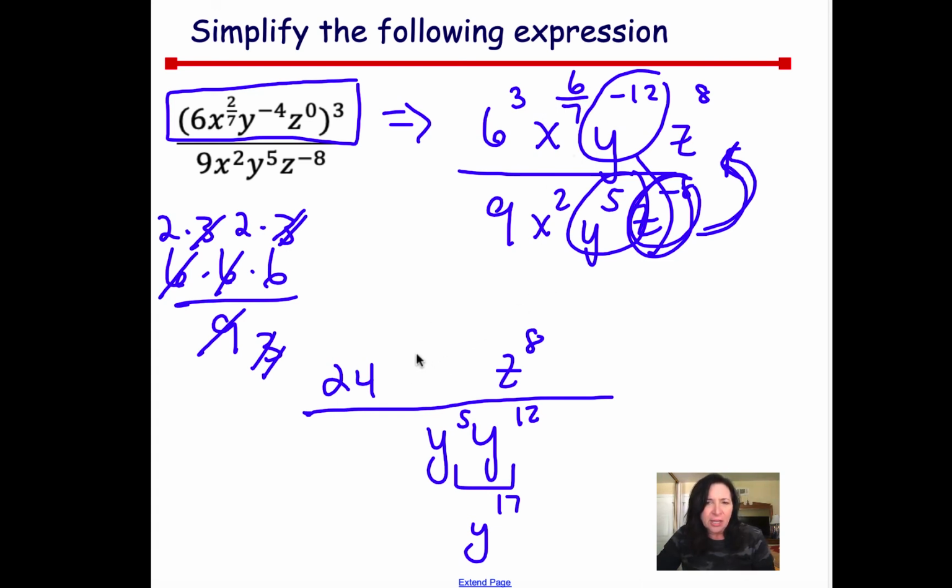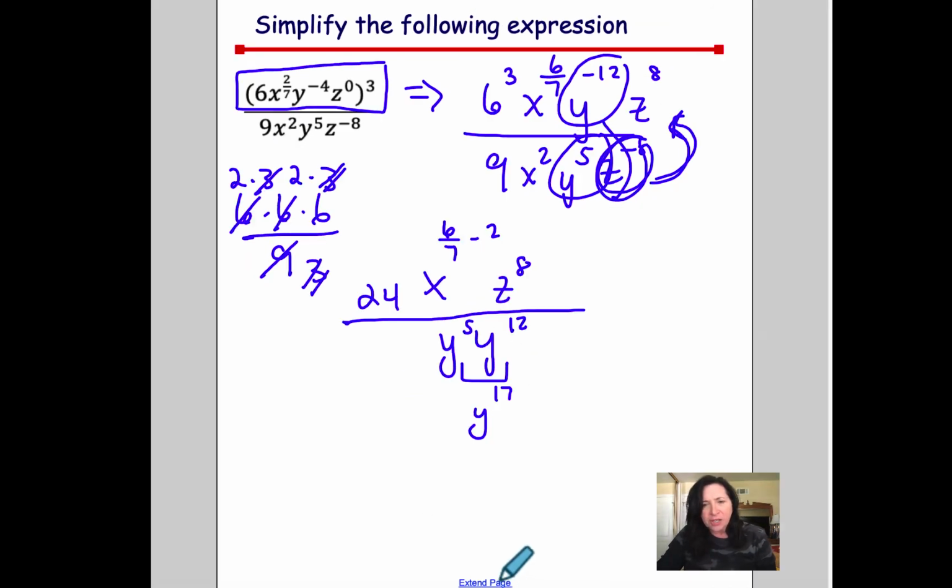And realistically, you can keep the base and then subtract your exponent. 6/7 minus 2. Okay, so I'm just going to simplify this a little bit. I've got 24. I'm going to deal with the x in just a minute. Z to the 8th. And this is all over y to the 17th power.